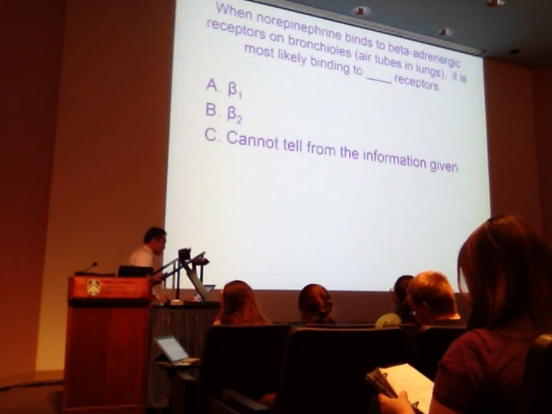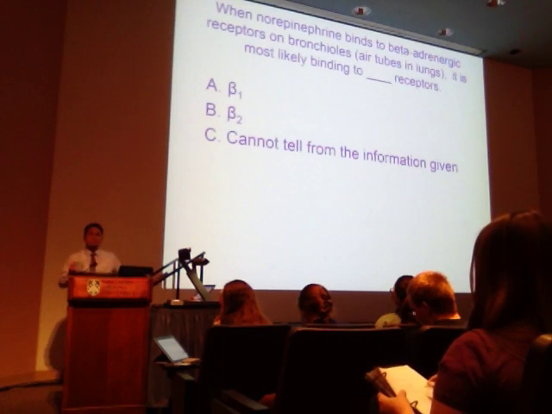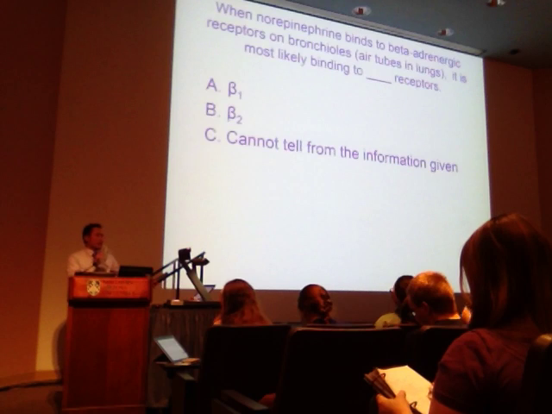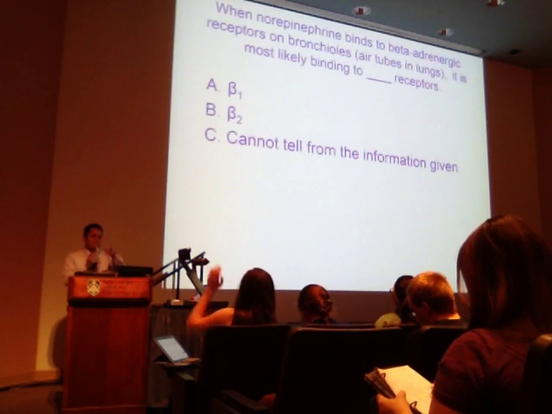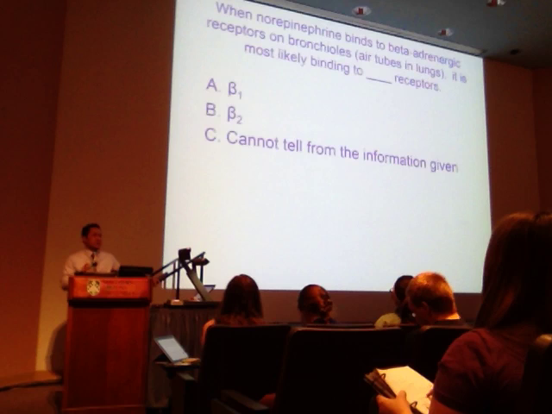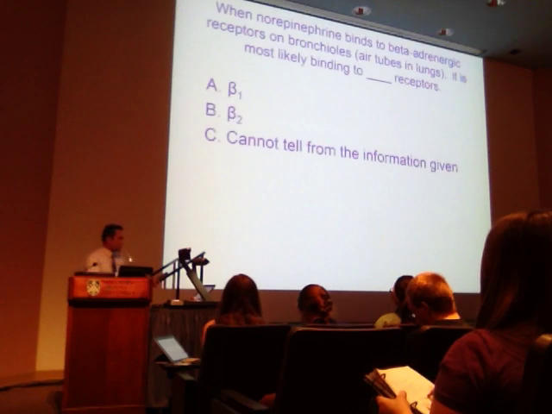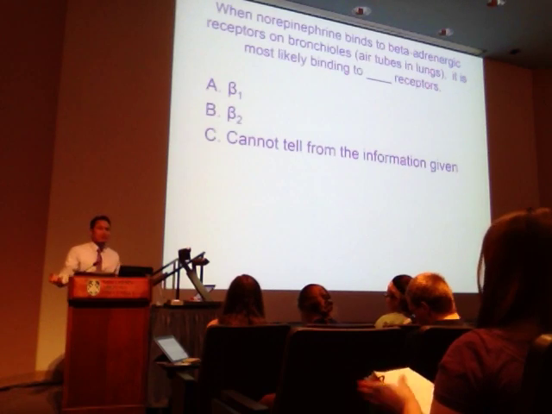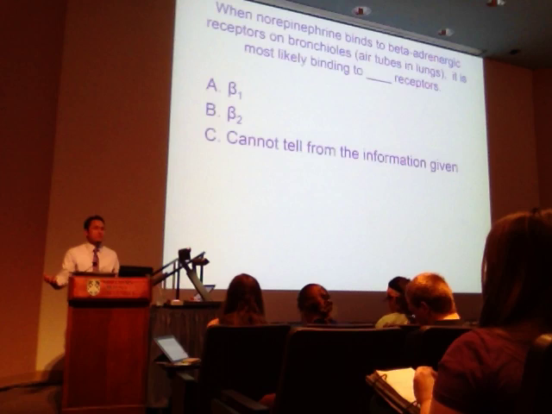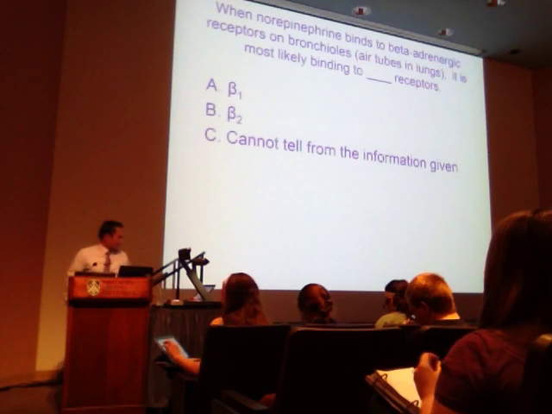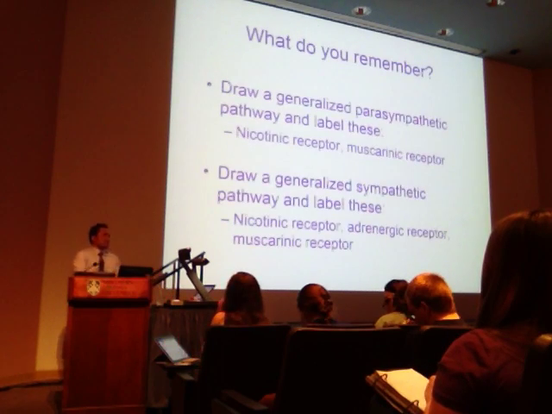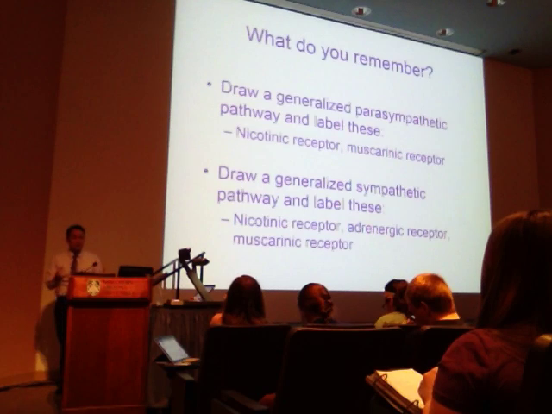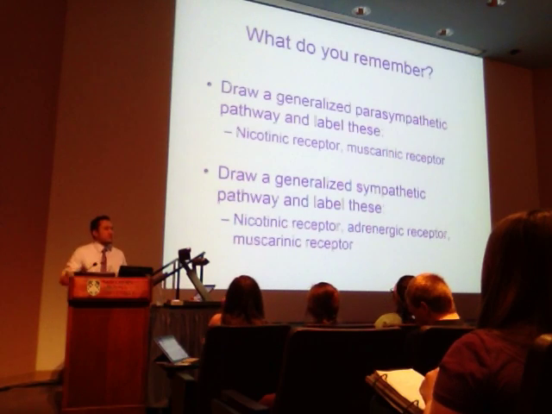Norepinephrine binds to beta-adrenergic receptors on bronchioles. It's most likely binding to what? Beta 2s, B, nice. Pretty easy. Could you get a clinical setup question, like with an inhaler, on the exam? Okay, good. All right, let's see how well you do on how to put this together.